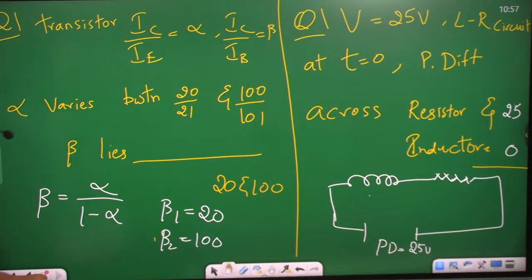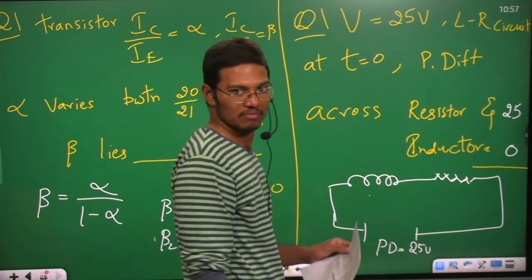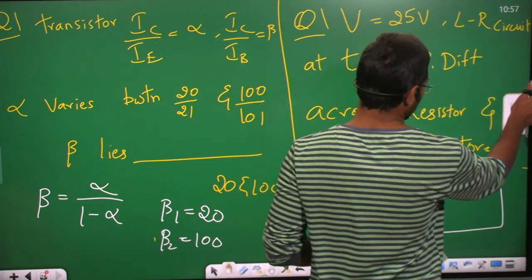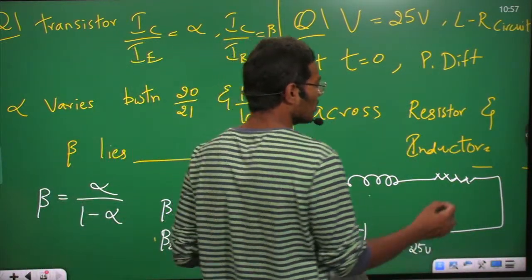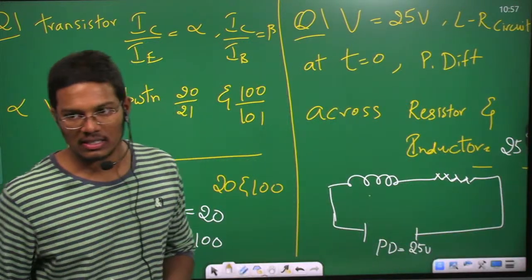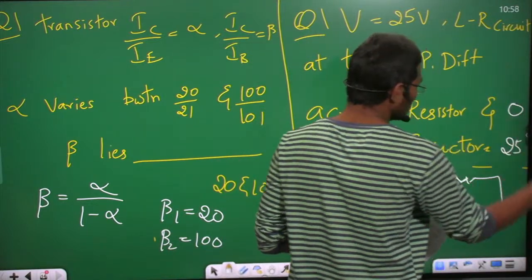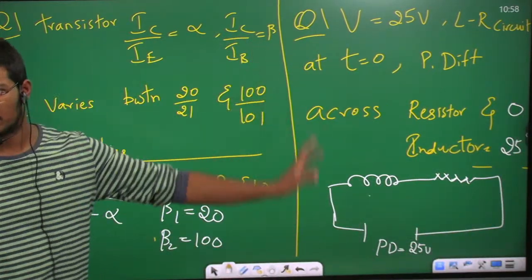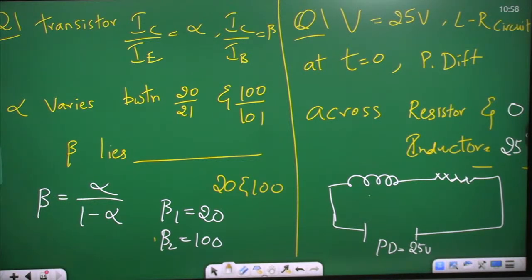See, at time t equal to 0, the inductor offers infinite resistance. So complete potential drop will be across the inductor. So as there is complete potential drop across the inductor, potential drop across the resistor will be 0 because the total will be 25. So at time t equal to 0, the inductor acts like an open circuit. Okay. So be aware of this.